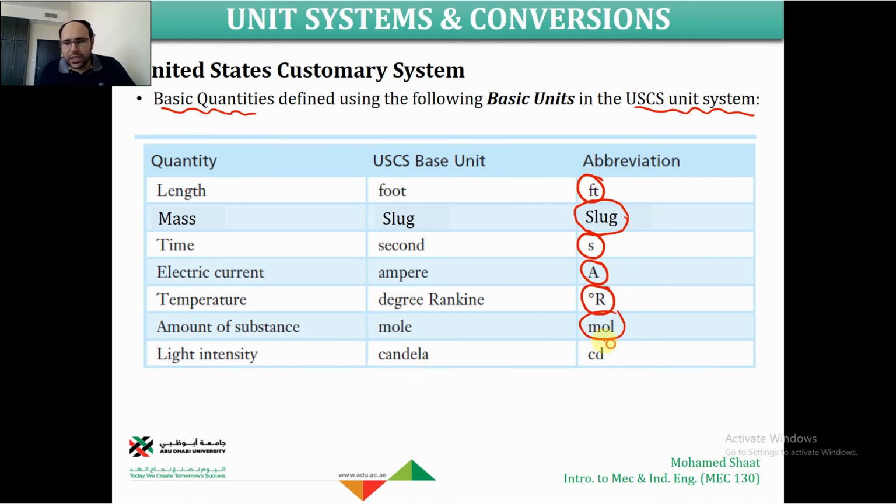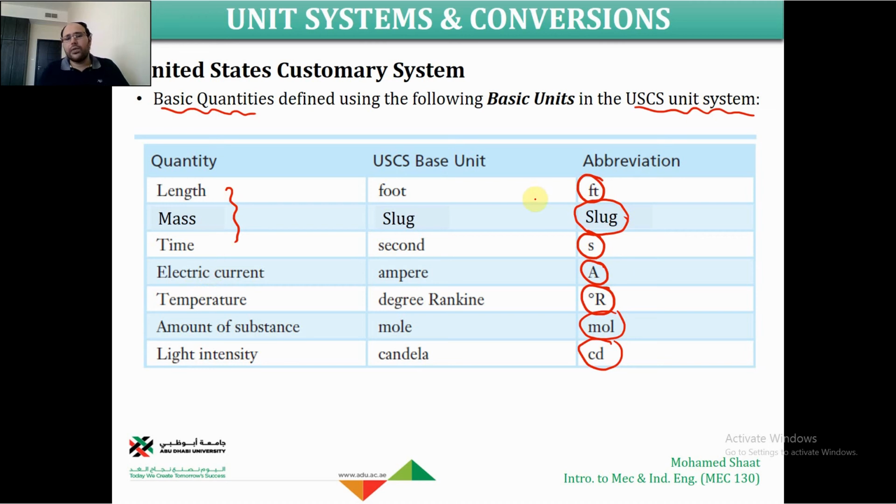The light intensity also is in candelas, for both the American system and the international system. So there are some common things in the basic units between the two unit systems, whether American or international, but there are some different things. Again, the main three things that we're going to focus on through this course are length, mass, and time.